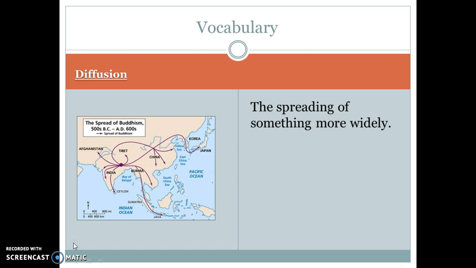Our third and last word for today, we'll do two more tomorrow, is diffusion. Diffusion simply is the spreading of something more widely. When something spreads more widely. Diffusion is something spreading. This summer, there was diffusion of one type of music, especially one song.